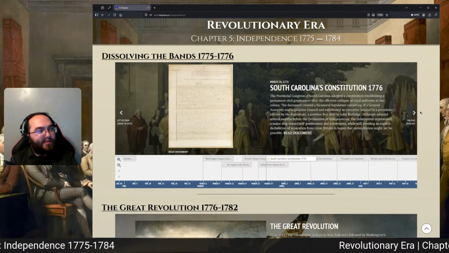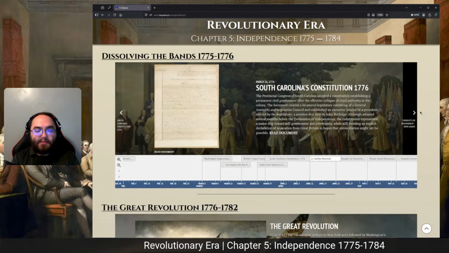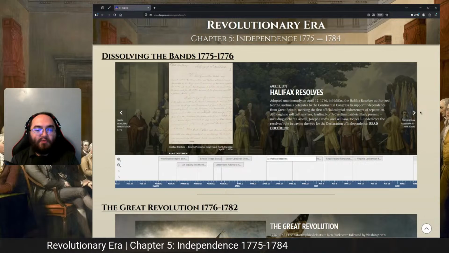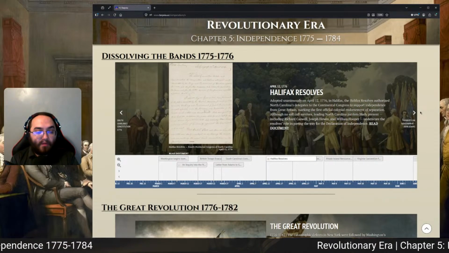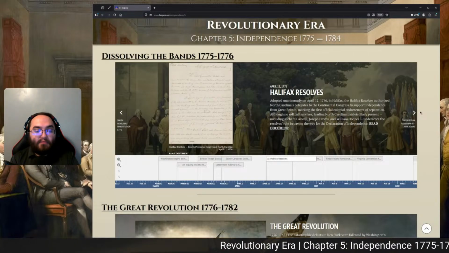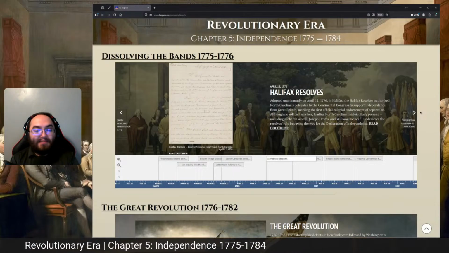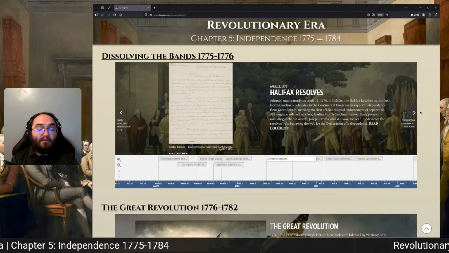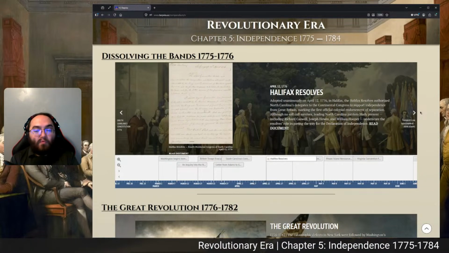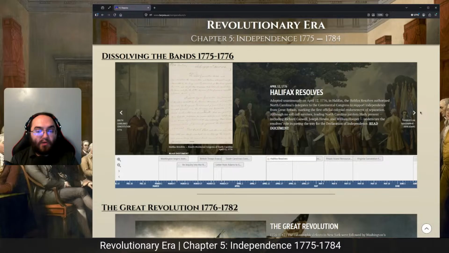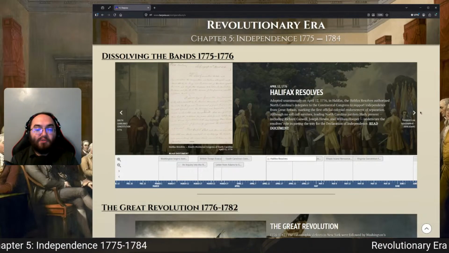South Carolina will create its own constitution in March of 1776. You have the Halifax Resolves on April 12, 1776, and this is the first time that a colony, North Carolina, authorized its delegates to the Continental Congress to vote for independence, marking the first official colonial endorsement of separation.